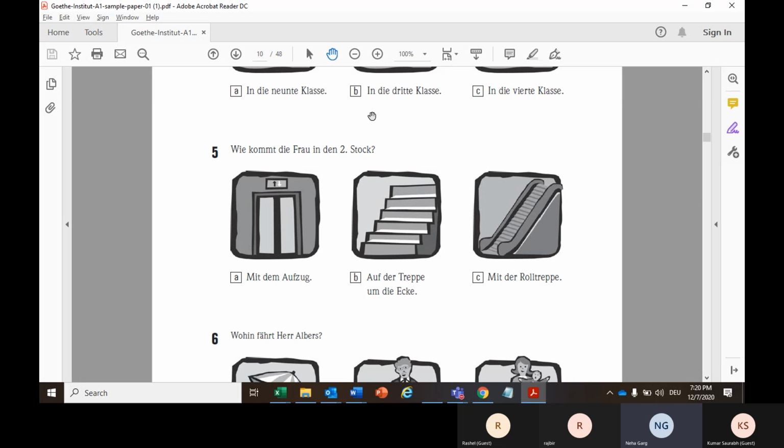Nummer 5. Entschuldigen Sie, wie komme ich denn hier in den 2. Stock? Die Rolltreppe da vorne ist kaputt. Da gehen Sie hier rechts um die Ecke und nehmen den Aufzug. Um die Ecke rechts. Aha, danke.